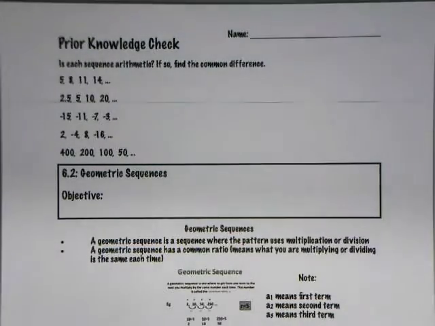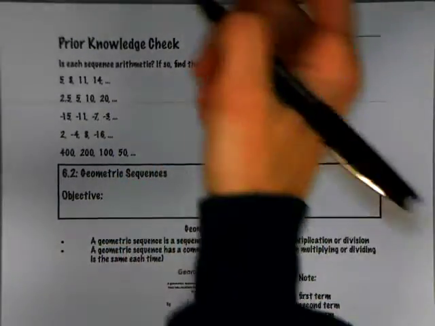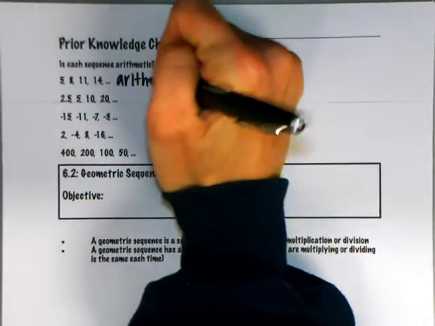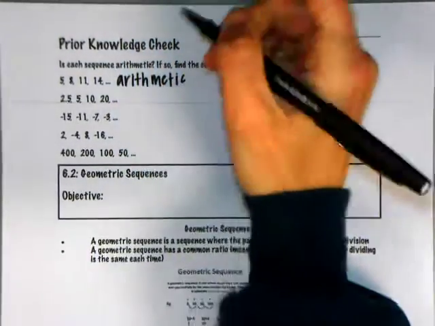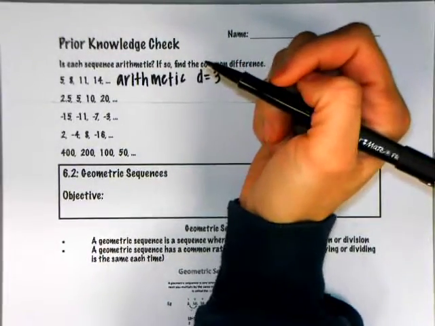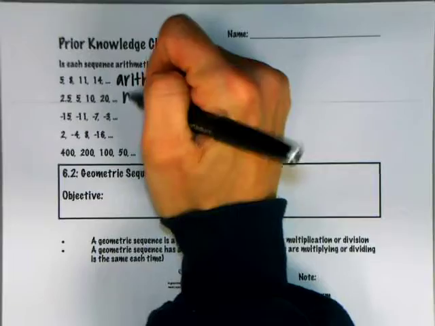So for the first one, is the first one arithmetic or not arithmetic? Yes. And what's D equal? 3. Yep. All right, next one. Or no. Yep, not arithmetic.